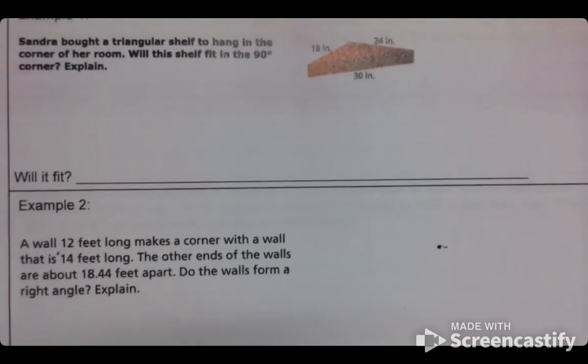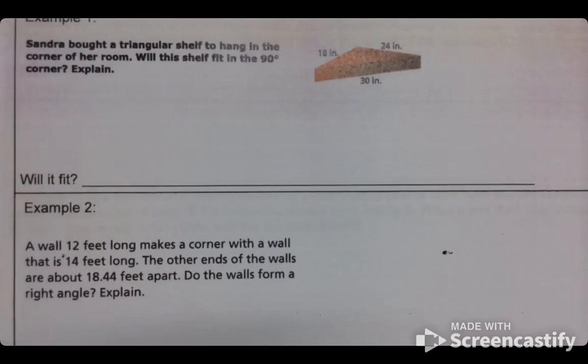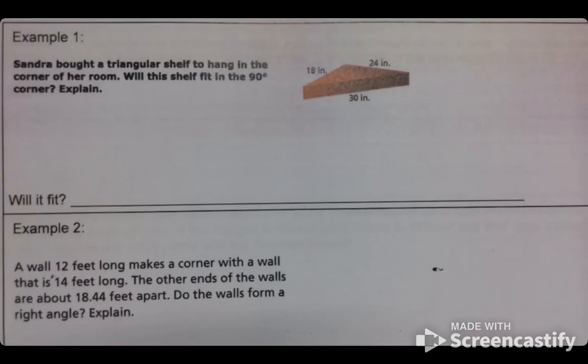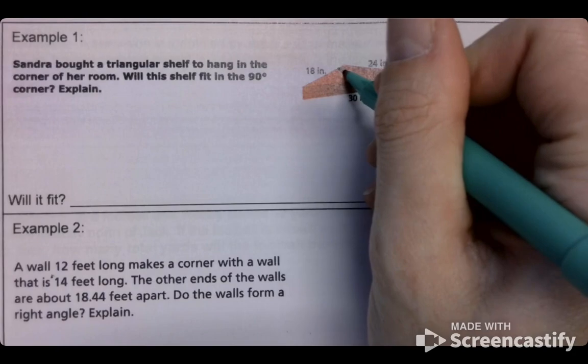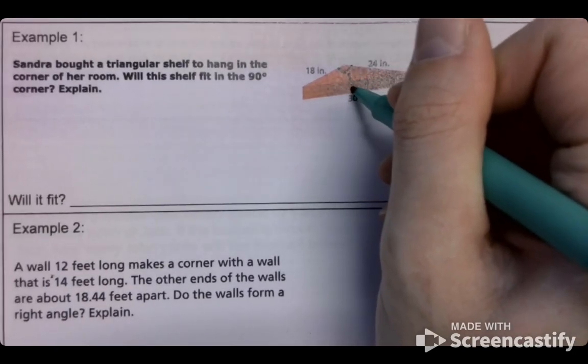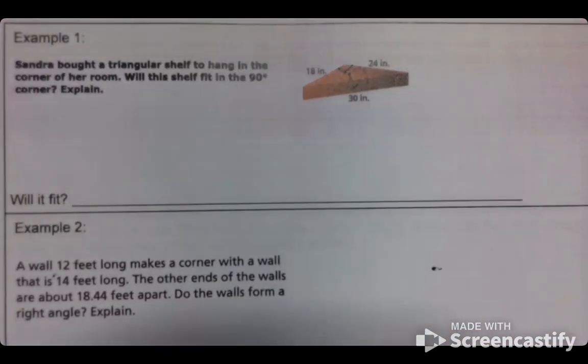If we look up here, it says Sandra bought a triangular shelf to hang in the corner of a room. Will the shelf fit in a 90-degree angle? So I know it doesn't show us the right angle and that it should. It should always show us the right angle. But realistically, where would our right angle be? It would be back here. So if I go across from that, that is 30, right?